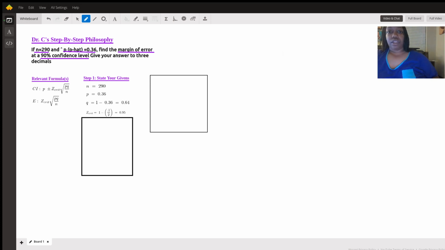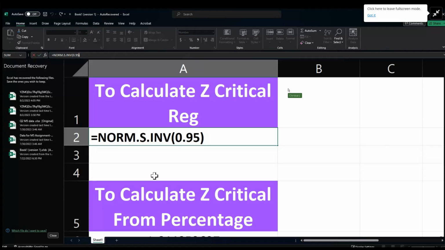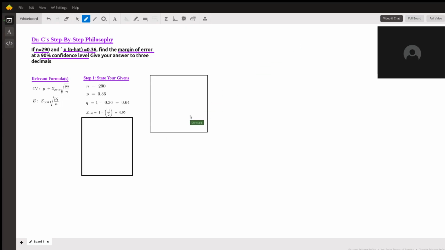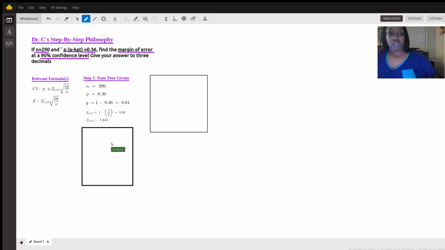I'm going to share my screen. In Excel, you're going to just open any sheet, you don't have to make it as elaborate as this, and type equals norm.s.inv. We calculated 1 minus alpha divided by 2, and we got the probability value of 0.95. When we type that in, that gives us 1.645 as our Z critical value. Okay, so then we have everything written in our givens.